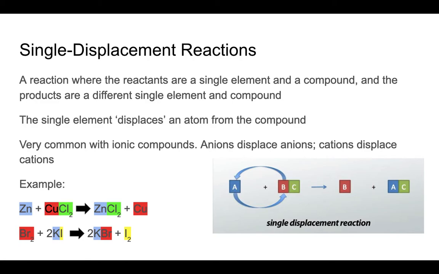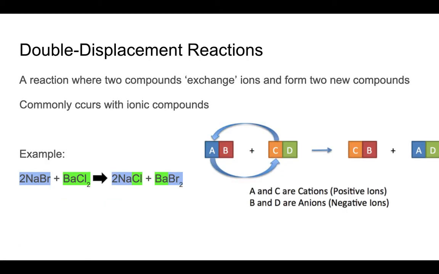And last reaction we're going to talk about is a double displacement reaction. So this is a reaction where two compounds exchange ions and form two new compounds. So it's very similar to the single displacement, but now it's compounds basically just switching partners. So the anion and the cation that were bound together basically just switch with the partners of another compound. So A and B were bonded together, and C and D were bonded together here. And after the reaction, it's A and D bonded together, the cation from one bonded with the anion from the other, and vice versa. So it's a double displacement.